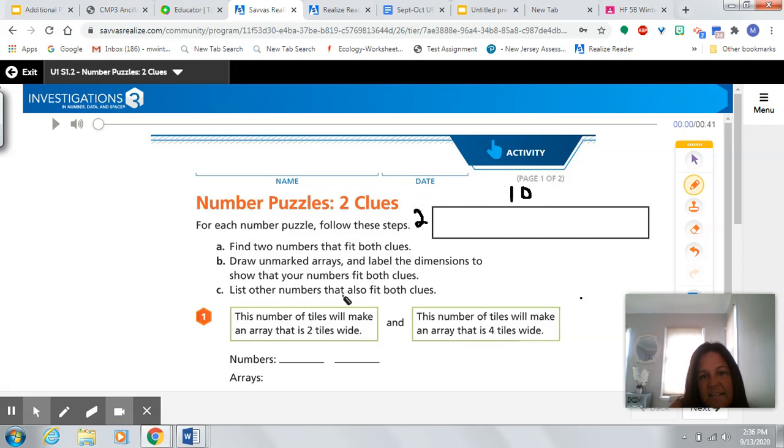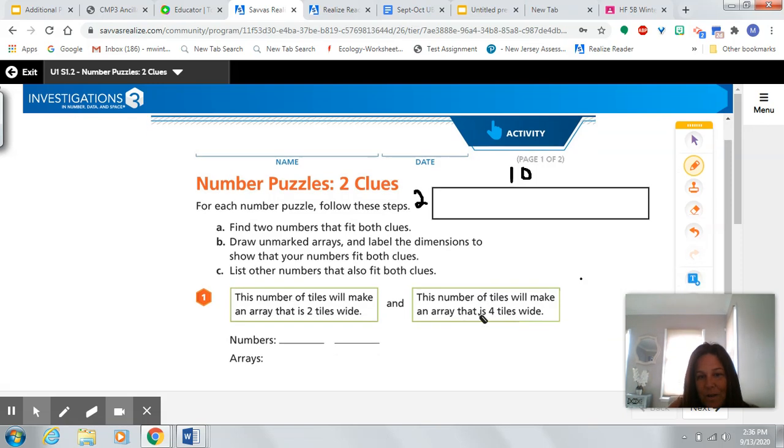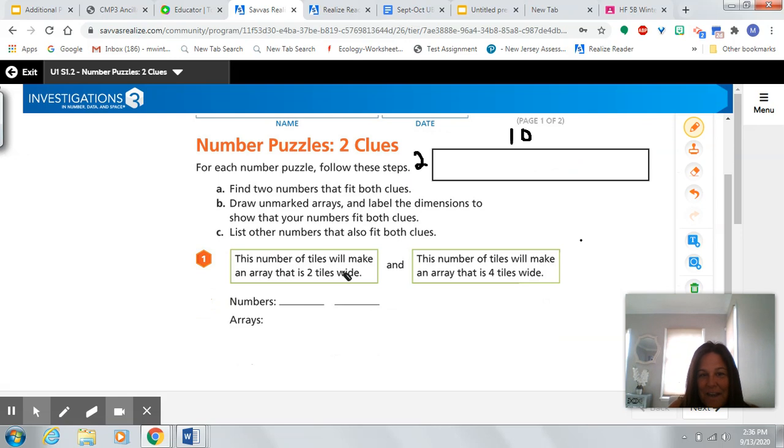And then it says to list other numbers that also fit both clues. Now, I just came up with randomly the number 20, so I made a 2 by 10 array. You're going to make sure that yours follow the clues or fit the clues. So for number 1, it says this number of tiles will make an array that is 2 tiles wide. So I know it's going to be an even number, right? Because any array that is 2 tiles wide is going to be an even number.